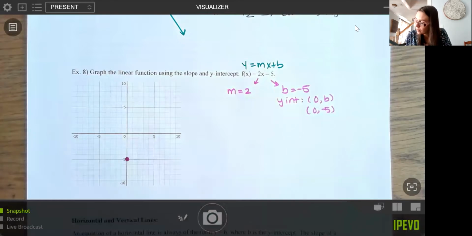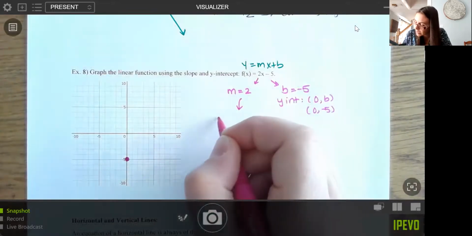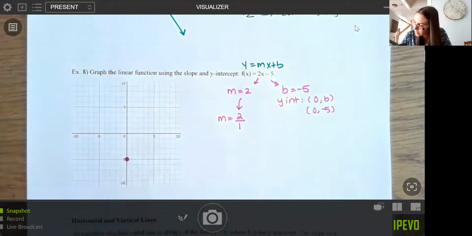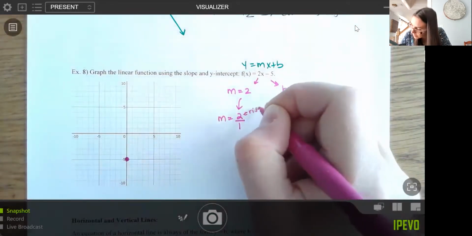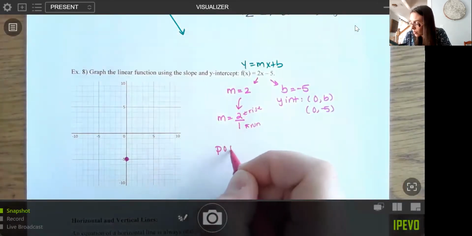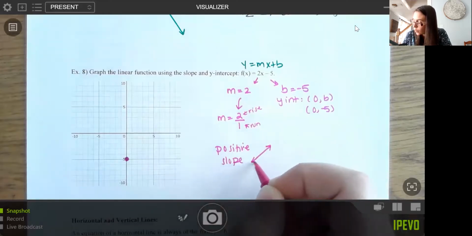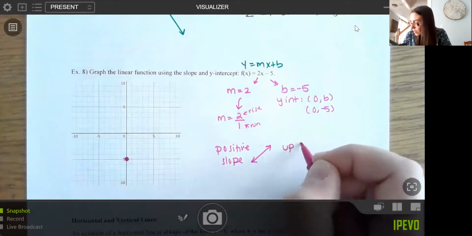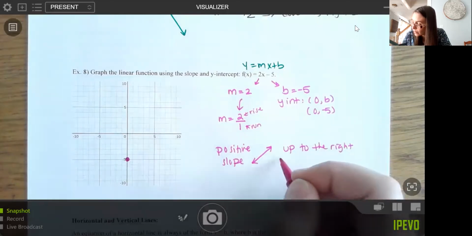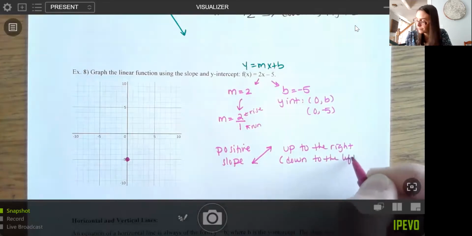Now my slope, if you don't have a denominator, you can always put 1 in, because this is the same thing as dividing by 1, right? Divided by 1 doesn't change anything. So here is my rise. Here is my run. Now remember that if you have a positive slope, your graph should go like this. So when you count, you're going to count up to the right. That's going to create that upward motion. Or if you're going backwards, you would count down to the left.